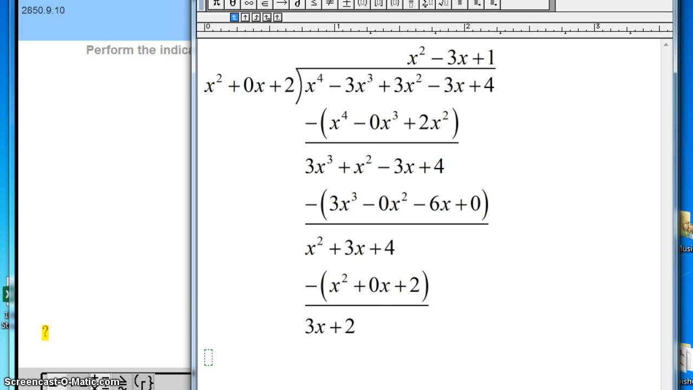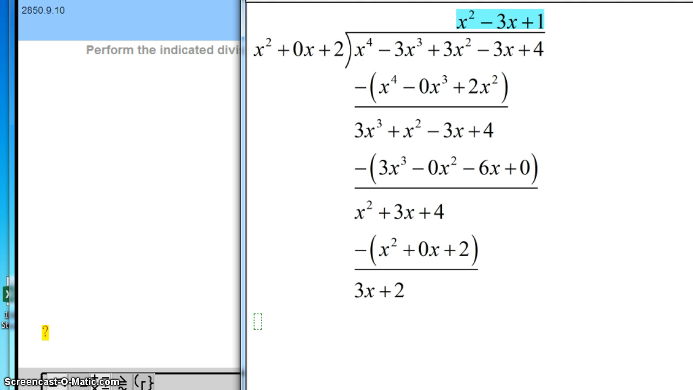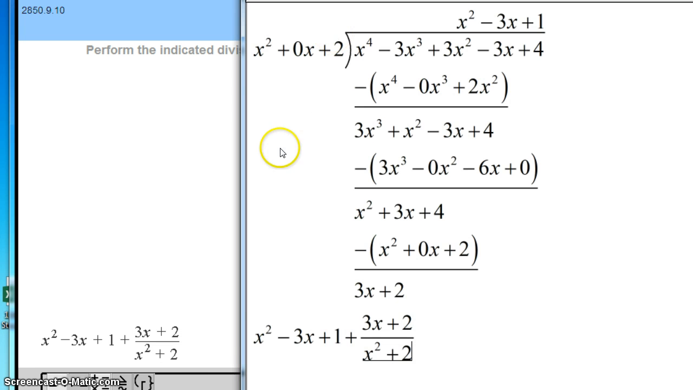So we have a remainder. As you can see, x squared won't go into x. We have a remainder of 3x plus 2. And the way we write the answer to this is we take the answer up top here, and we write x squared minus 3x plus 1. And then with the remainder, we do plus our remainder 3x plus 2 over our divisor x squared plus 2. So that should be our final answer.